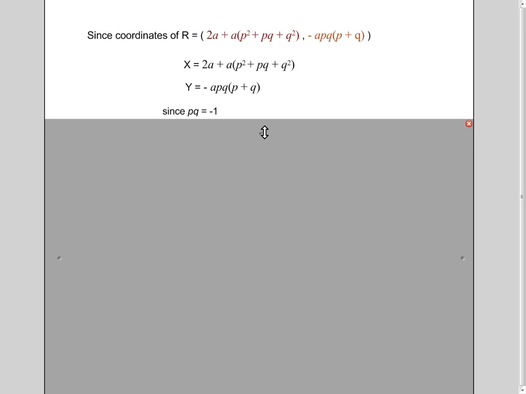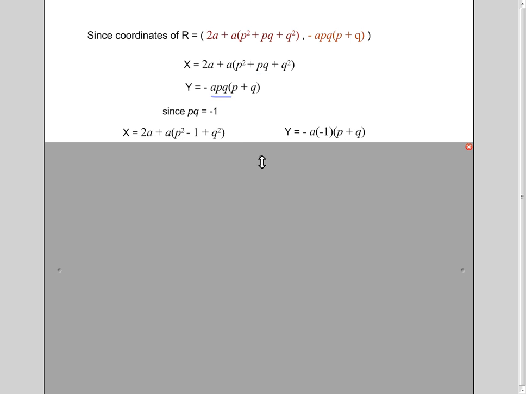So we know PQ is minus 1. Notice that PQ is there and PQ is there. So those can be substituted by minus 1. So I'm going to put them side by side. X value is there. That comes from there. And that comes from there. So minus 1 is substituted into this position. Minus 1. And minus 1 is substituted into this position for y.